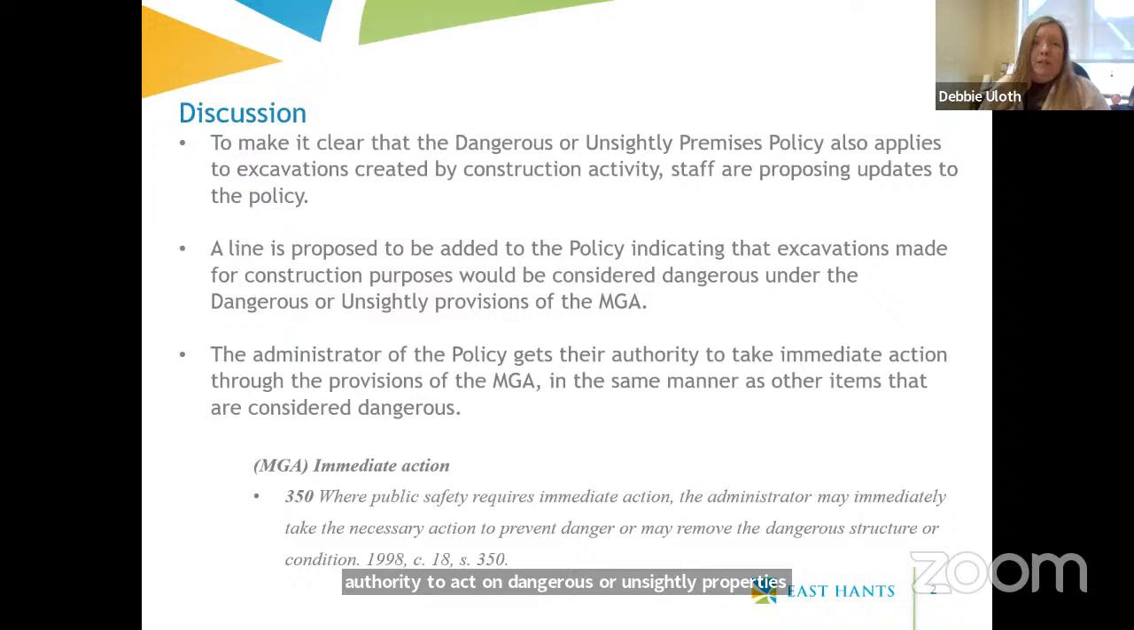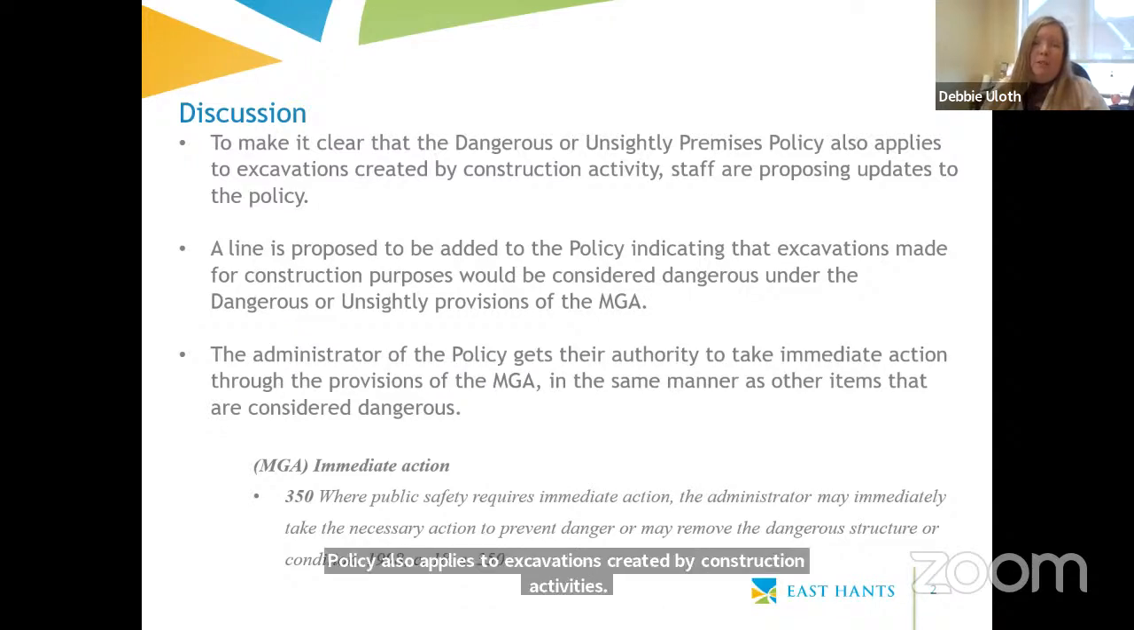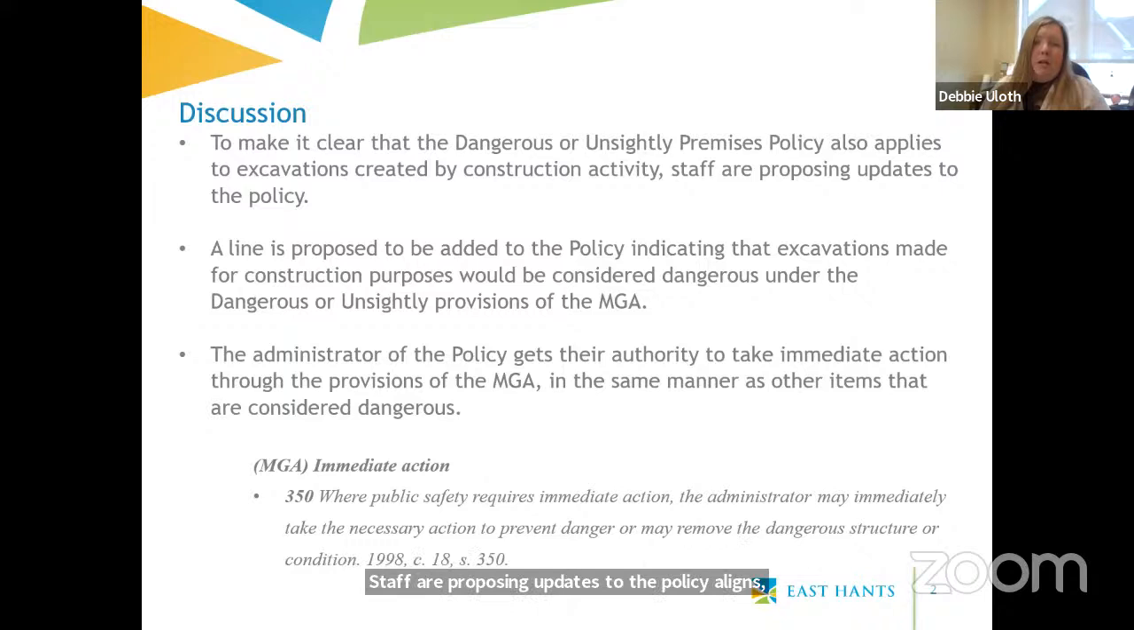And to make it clear that the dangerous or unsightly premises policy also applies to excavations created by construction activity, staff are proposing updates to the policy. A line is proposed to be added to the policy indicating that excavations made for construction purposes would be considered dangerous under the dangerous and unsightly provisions of the Municipal Government Act.